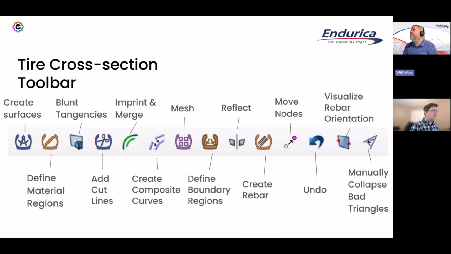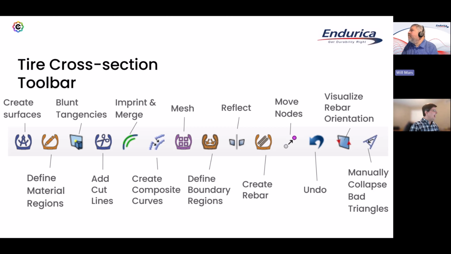When you import this toolbar, there's, as I mentioned, all these different icons to do things like create surfaces, define material regions. You can blunt tangencies, areas where you've got sharp tangent intersections, add cut lines. This is just kind of a manual process. We'll go through some of that. In the end, mesh this, reflect it, add rebars, and build your model.